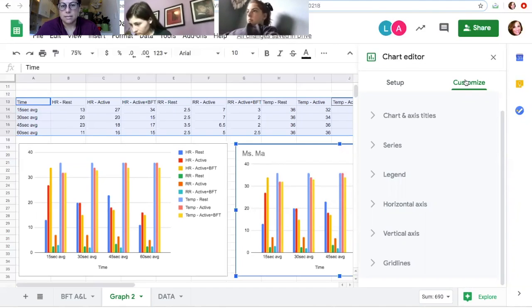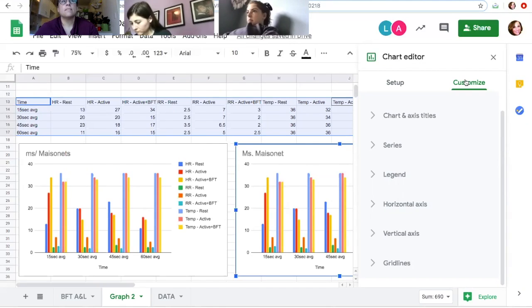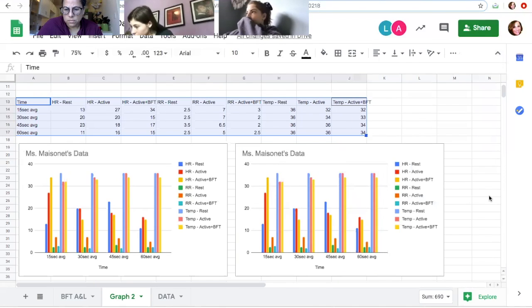You don't have to make that right y-axis. What should the chart be called? Just your data again? It could be Miss Masonette's data. That's not what that's supposed to look like. And you can play around with these two if you feel like it, or then you're done. They look great. They look just beautiful.